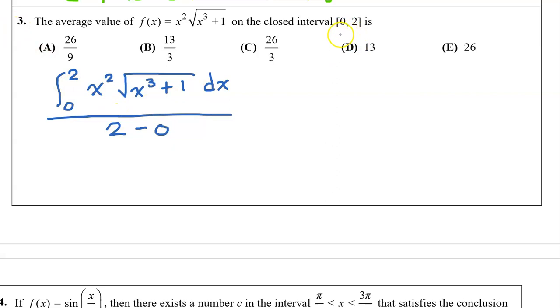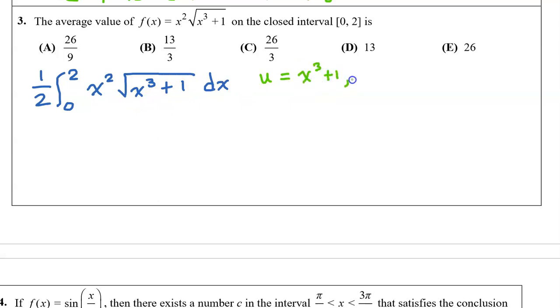On this interval, the average value will be given by this expression. 2 minus 0 is just 2, and dividing by 2 is the same thing as multiplying by 1/2. So I'm going to write it this way to save space. Now I'm going to do u substitution. Let's let u equal the stuff under the radical, so x to the third power plus 1. In that case, u prime is going to equal 3x squared.